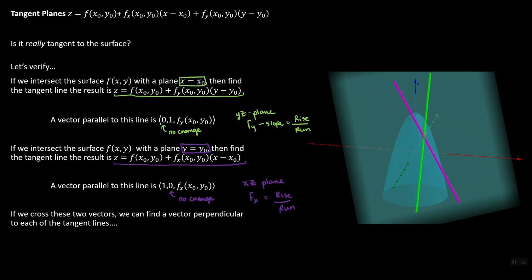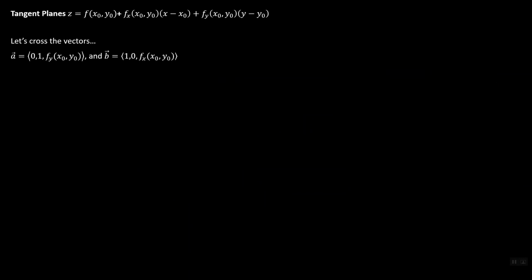Now that we have these two vectors, we can cross them and we can find a vector that's perpendicular to each one of them. And if we find a vector that's perpendicular to each one of those tangent lines, then that vector is going to be perpendicular to the plane that contains all of those tangent lines. Which means we can use that perpendicular vector to define our tangent plane. So let's go ahead and calculate that cross product.